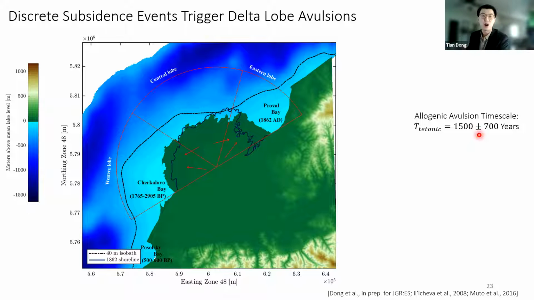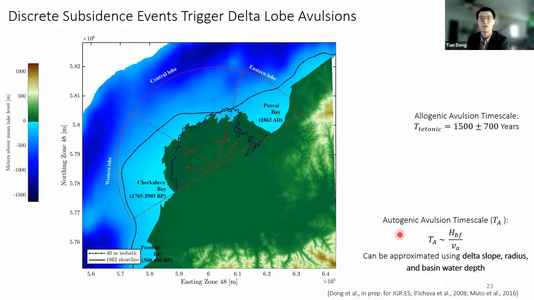And we want to understand how this compares to the internal dynamic, which I also explained earlier, driven by in-channel aggradation, the internal autogenic avulsion timescale. For the delta system, we can approximate this using the slope of the fan, the radius of this delta, as well as the basin water depth.